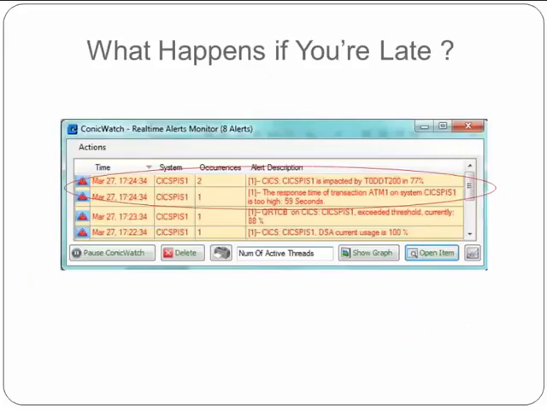So what happens if you're late? This is probably familiar to anyone using an alerting system: you see a cascade of alerts. Things light up red all the time, a whole bunch of different things. What you're actually seeing are the symptoms. You're being alerted to the symptoms of the problem, and there are lots of symptoms, so you're alerted over and over again.